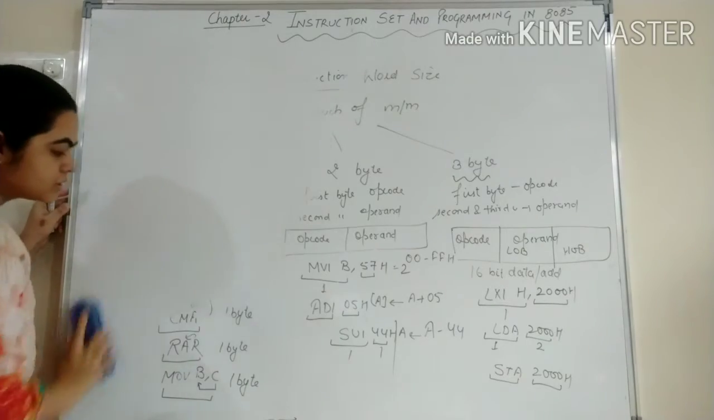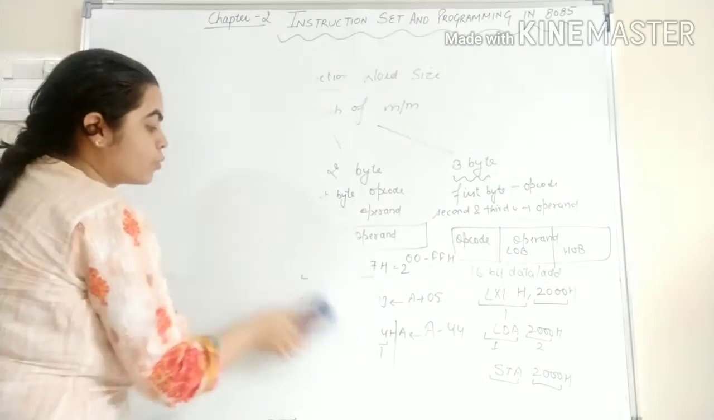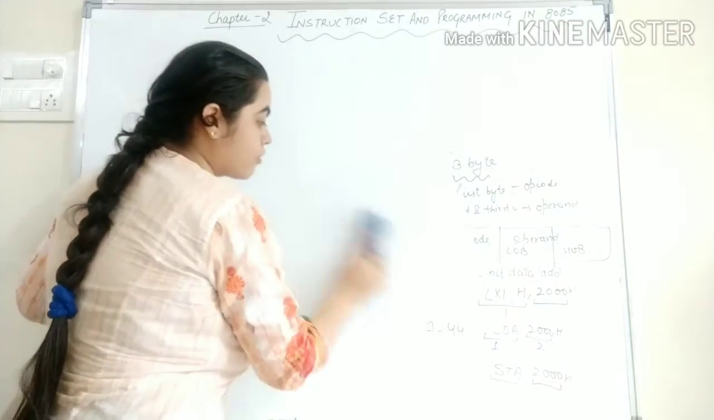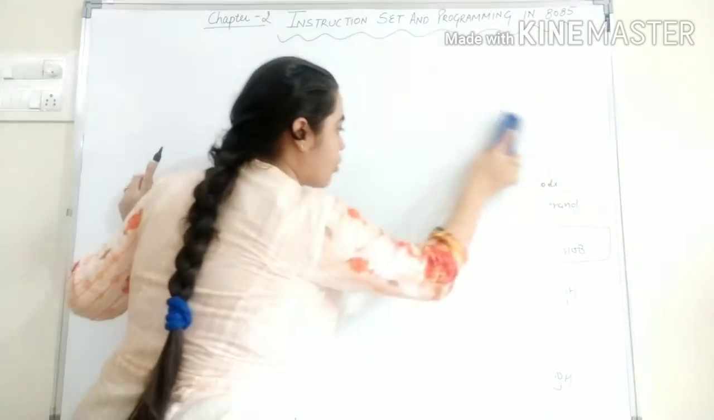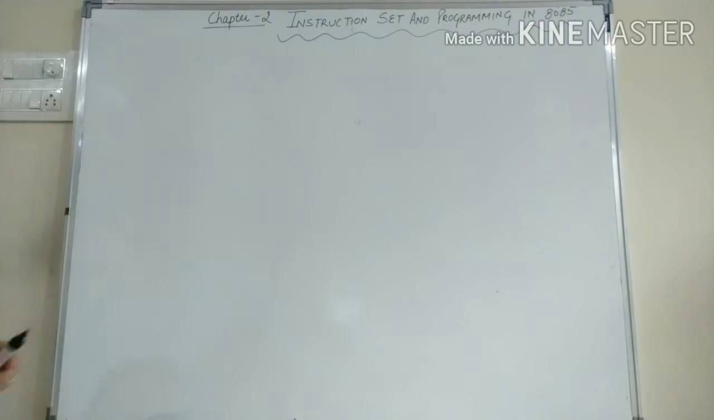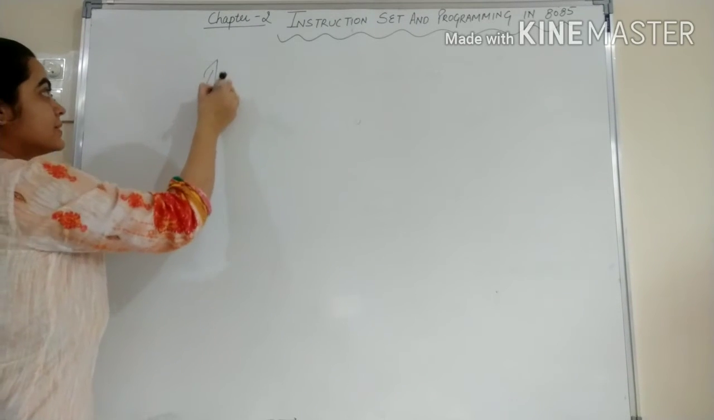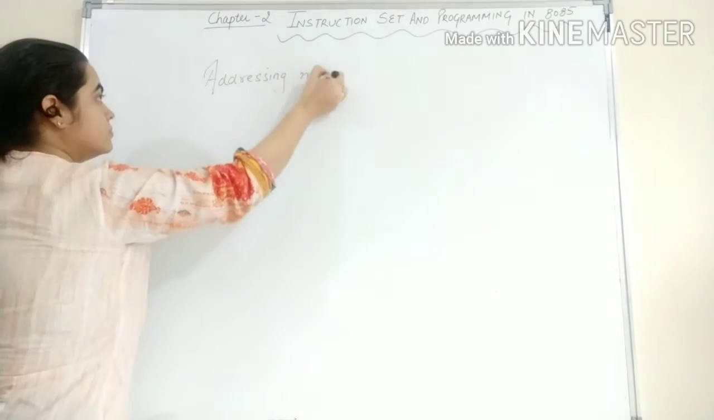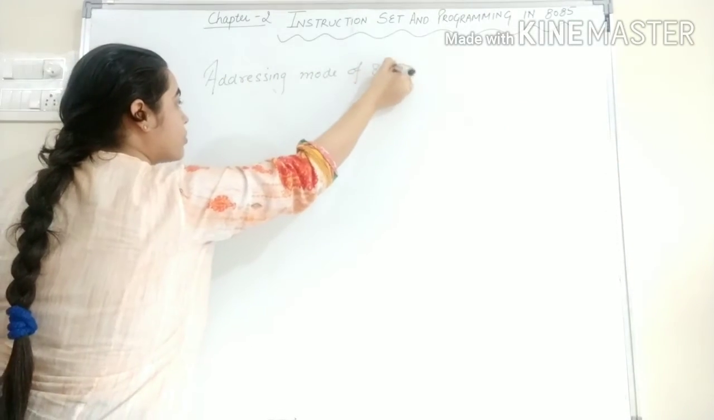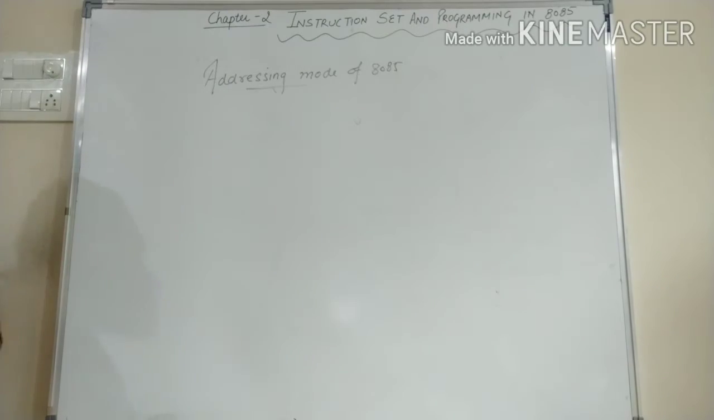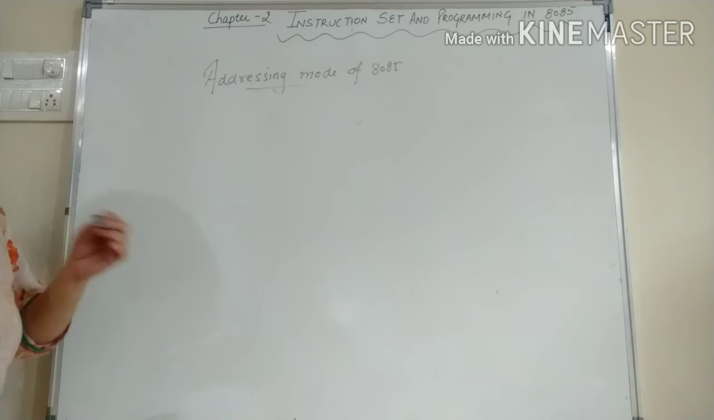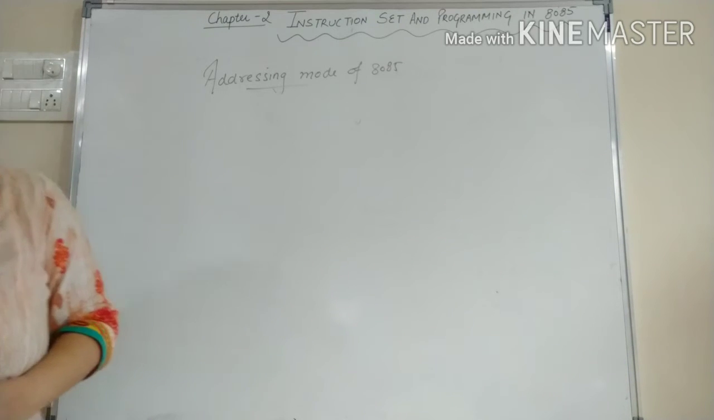Now students, after this, we can see the addressing modes of 8085. Again, a very important topic of this chapter, that is the addressing mode of 8085. One question comes from this topic most of the time. Okay, so addressing modes of 8085. Now students, addressing mode of 8085 means, see, we have different ways in 8085 using which we can specify the data in the instruction. Okay, so that is the addressing mode.